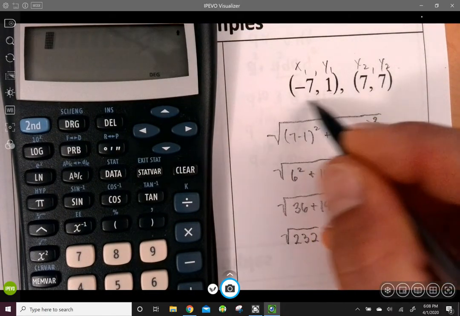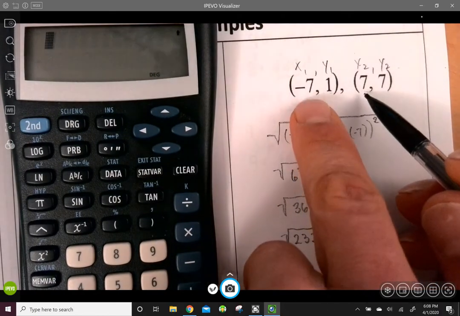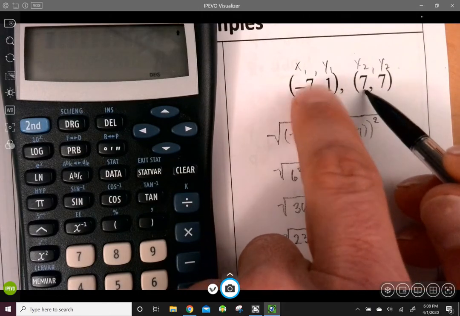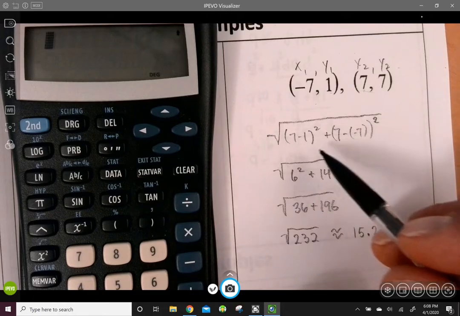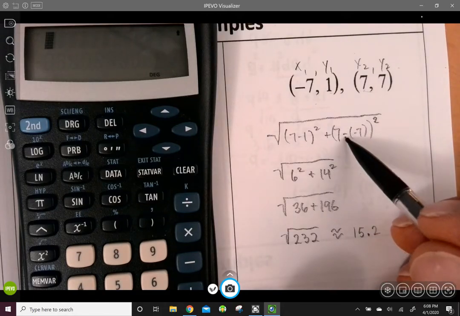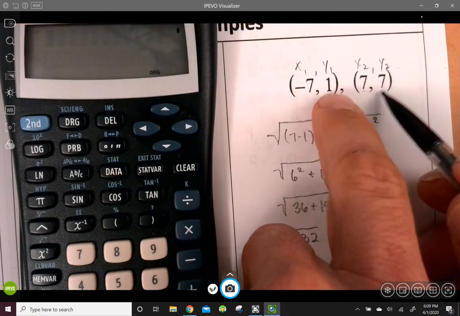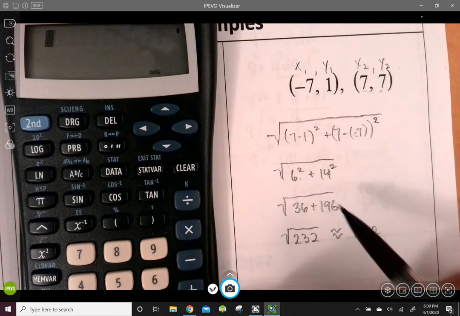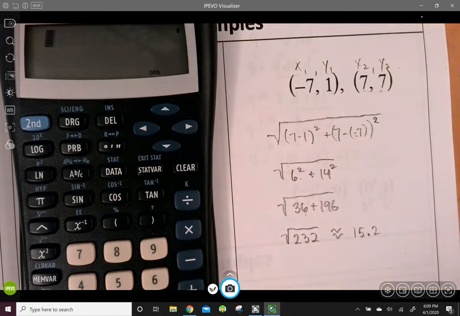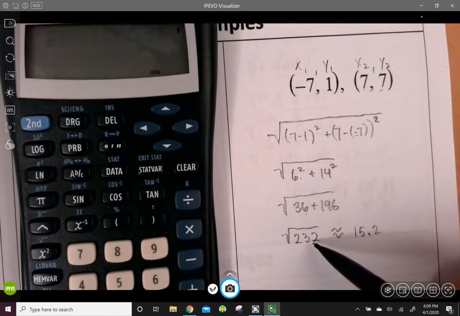This ordered pair is one point, and this ordered pair is another point. The distance between my x values is 14, right? If I do 7 minus negative 7, I get 14 squared. And the difference between my y values, if I do 7 minus 1, is 6. And if I square that, it's 36. So when I add those two together, I get the square root of 232.